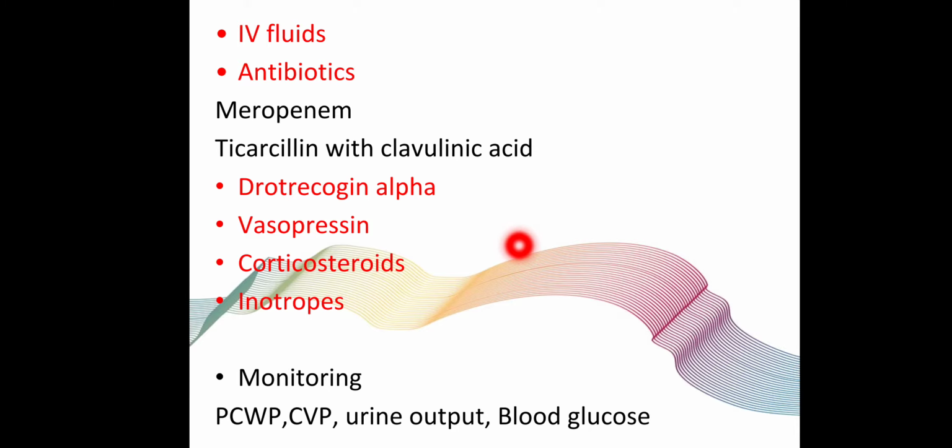Again, it requires very dynamic management, right? It's not a theoretical thing. It requires simultaneously observing the patient's condition and monitoring all these parameters like pulmonary capillary wedge pressure, central venous pressure, urine output, and glucose level. All should be monitored. The patient's condition should be monitored because it is basically a critical condition, right? But these are the things which can be useful to treat septic shock.